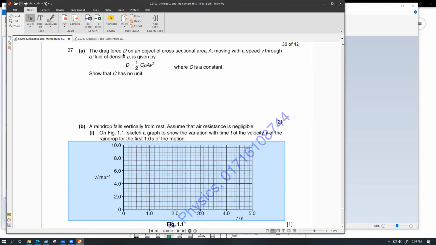So even though this concept is not in your syllabus, you're given the equation and you can simply work with it. The question reads, D equals half C rho A V squared, where C is a constant, so that C has no unit.